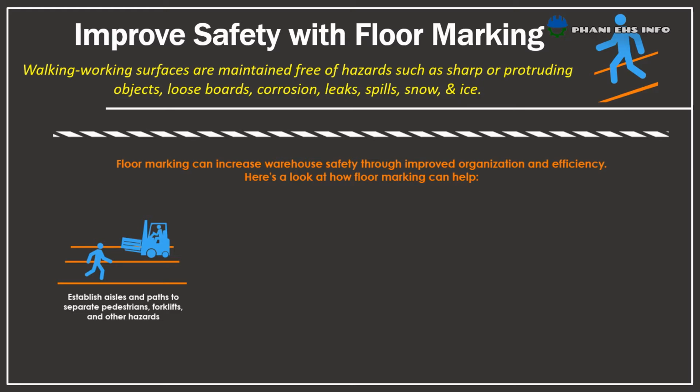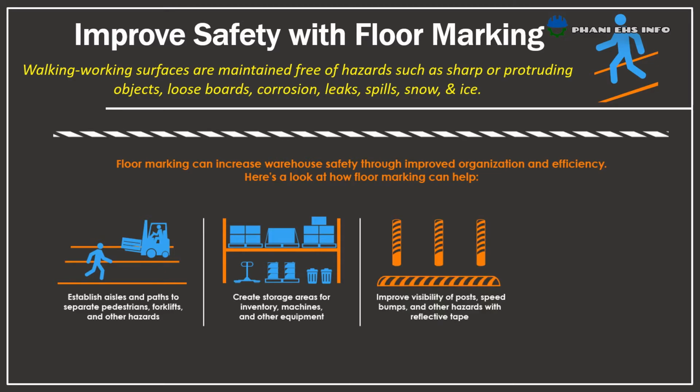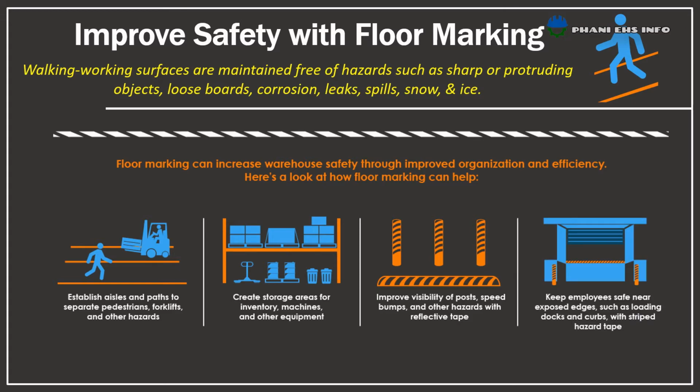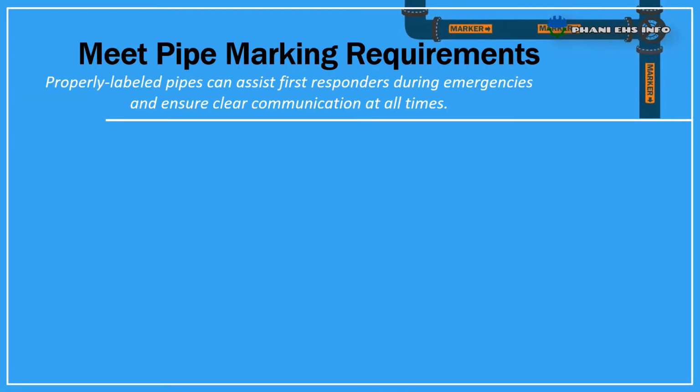Establish aisles and paths to separate pedestrians, forklifts and other hazards. Create storage areas for inventory, machines and other equipment. Improve visibility of posts, speed bumps and other hazards with reflective tape. Keep employees safe near exposed edges such as loading docks and curbs with striped hazard tape. Meet pipe marking requirements. Properly labeled pipes can assist first responders during emergencies and ensure clear communication at all times.